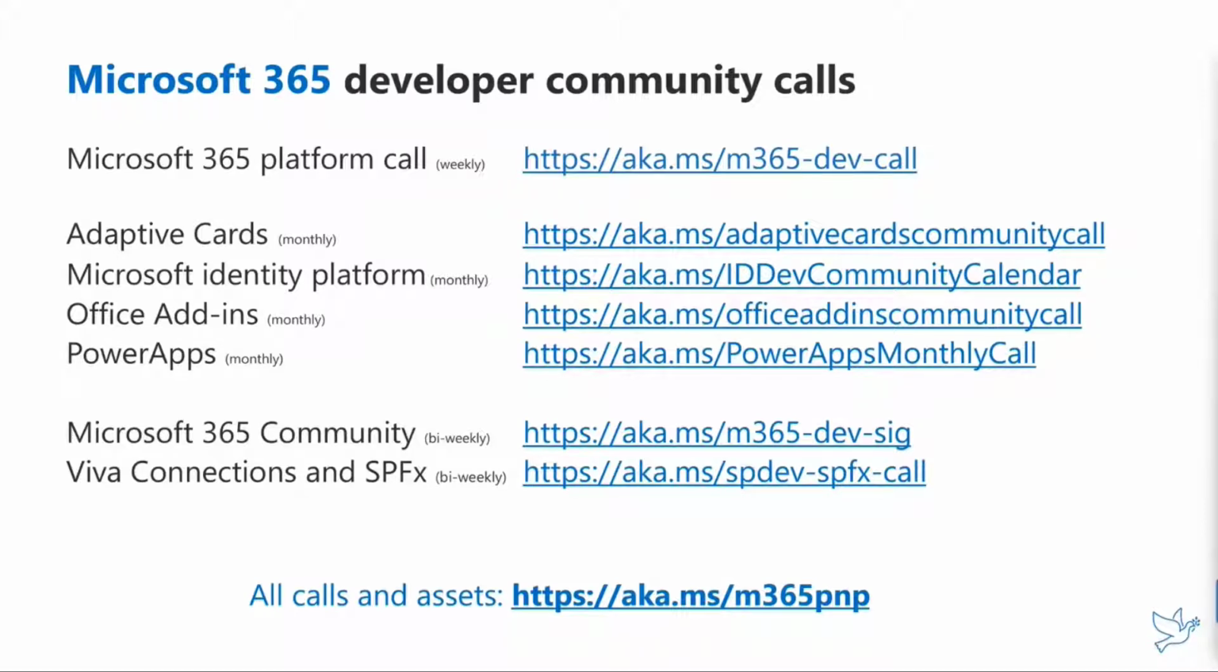Pacific time. It's either the Microsoft 365 community call or the Viva Connections and SPFx call. All of those calls, and you can download a recurrent invite from the aka.ms/M365PnP.